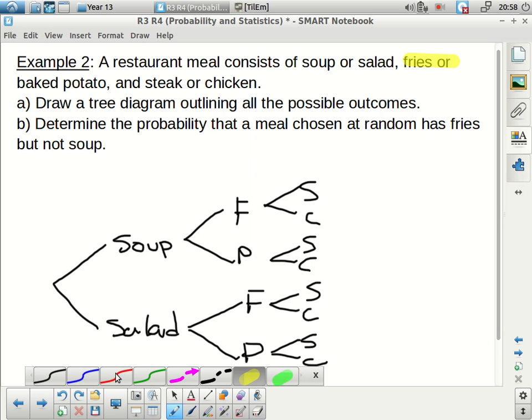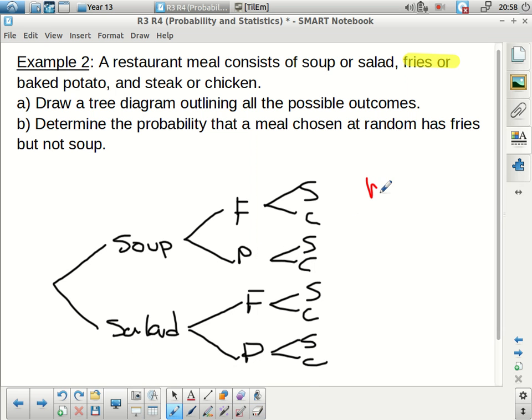For part B, for probability, the probability has fries and not soup. Well, we'll start with how many total options are there here. Each path, starting here and ending out here, is a possible option. So I really just need to count how many endpoints there are. So 1, 2, 3, 4, 5, 6, 7, 8. There are 8 possible meal combinations I can make here.